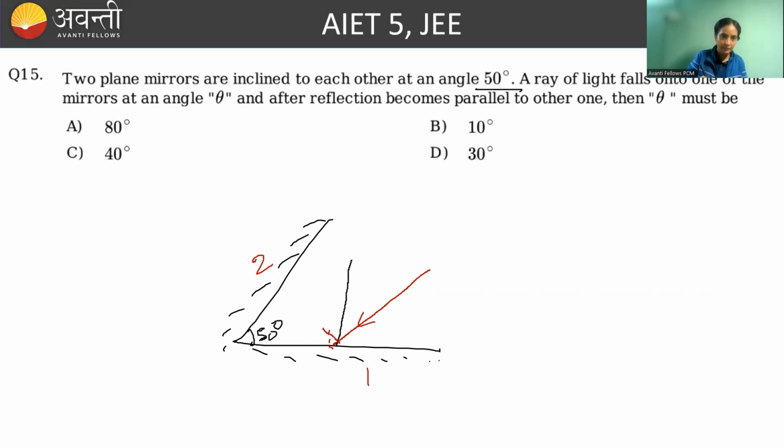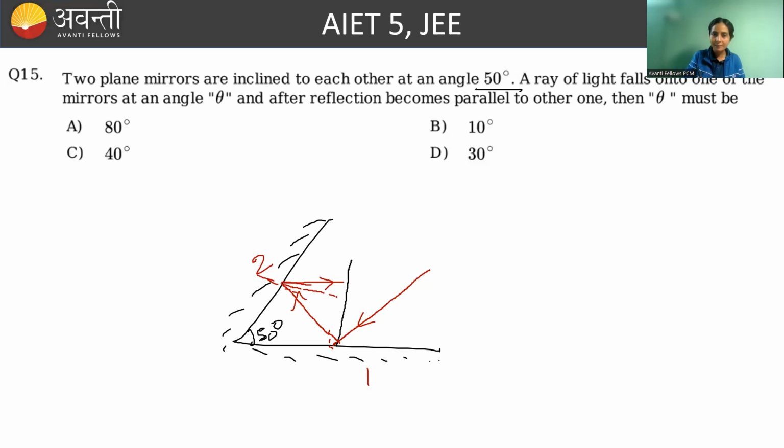Now it will get reflected by following laws of reflection. It will fall on second mirror, draw normal again on second mirror. And after second mirror, it is said in the question, it becomes parallel to the first mirror. So it will become parallel to first mirror like this. Now let's solve it. Now this is simply a question of geometry. Let's do it now.